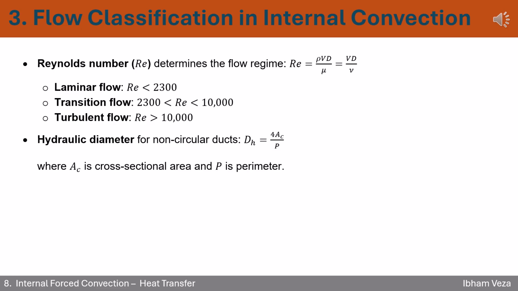For non-circular ducts like rectangular channels or complex shapes, we don't use diameter directly. Instead, we use hydraulic diameter. It's based on the cross-sectional area and perimeter, helping you apply the same flow calculations to any shape. The big takeaway: Reynolds number tells you the flow regime, and hydraulic diameter lets you apply the same rules to pipes, ducts, or any channel, regardless of shape.